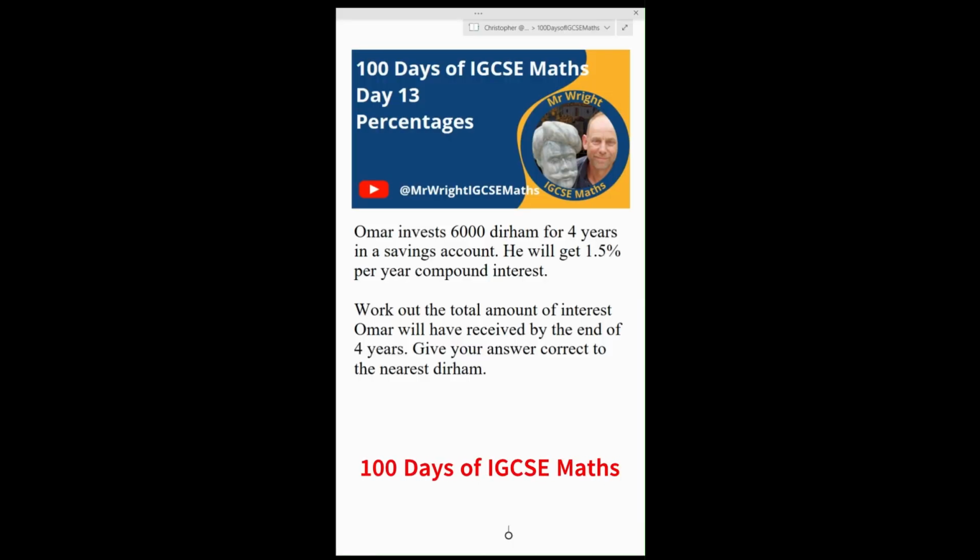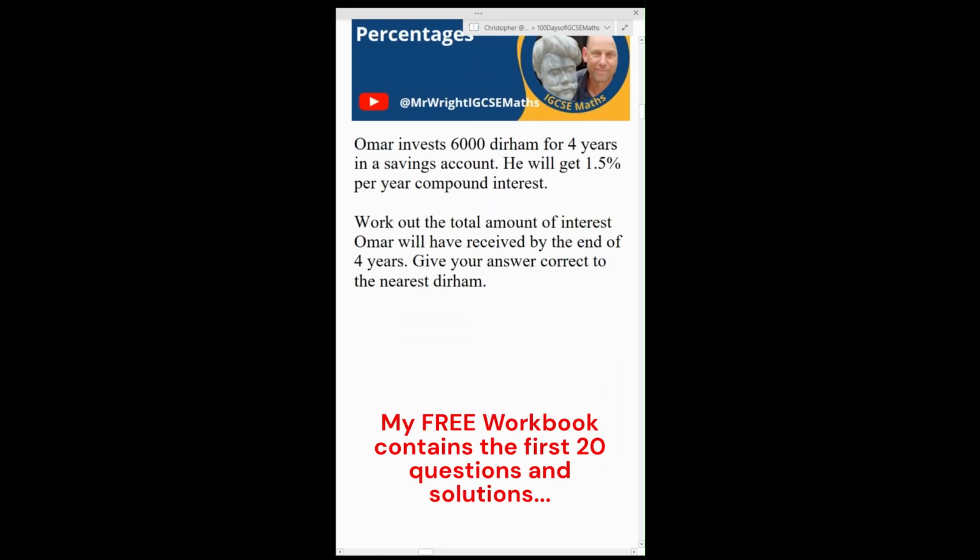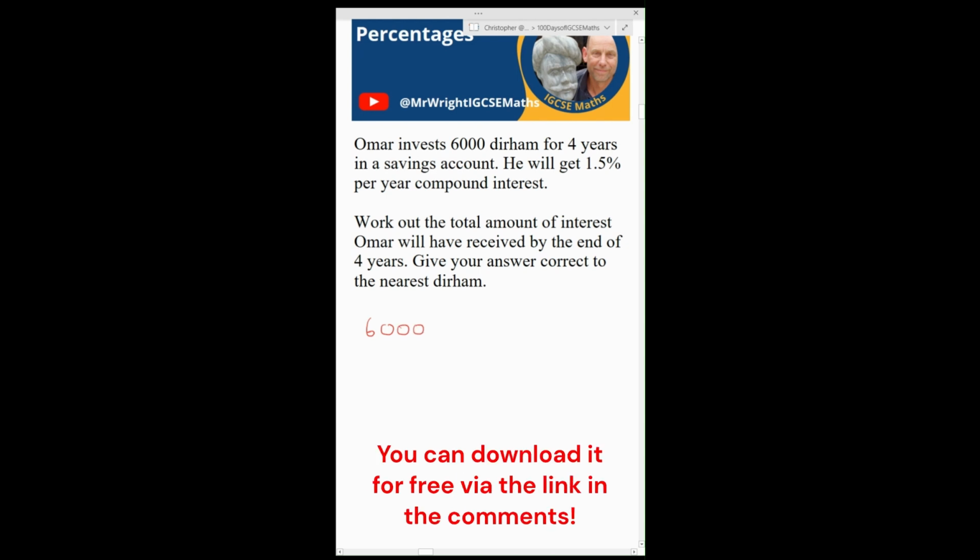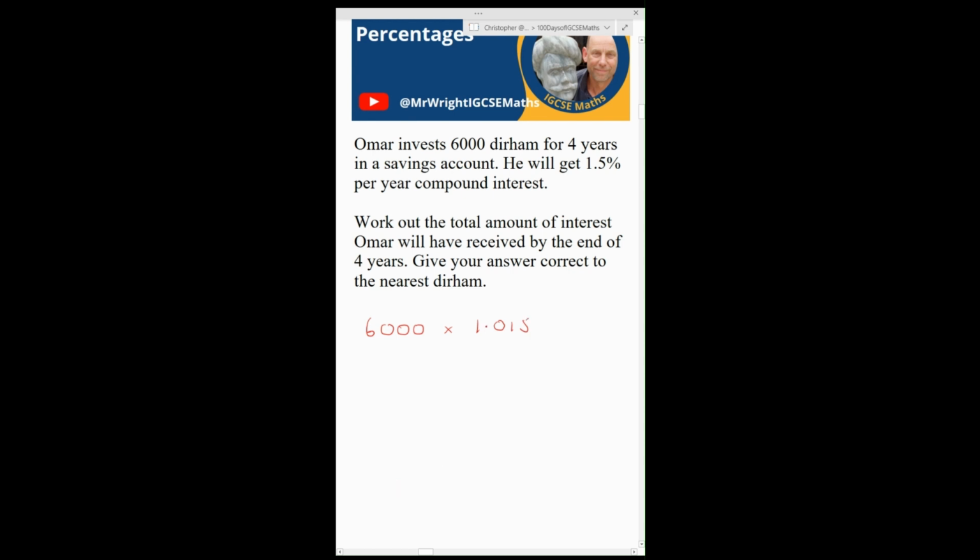Pause now if you'd like to do the question before me. Okay, so he's investing 6,000 dirham, and because he's earning 1.5% interest, I'm going to multiply by 1.015. Now it's for 4 years, so that's the power 4. So at the end of the 4 years, he's going to have, according to my calculator, 6,368.18 and so on dirham. But be careful, because the question asks us to work out the total amount of interest. So the amount of interest is just the 368 dirham to the nearest dirham.